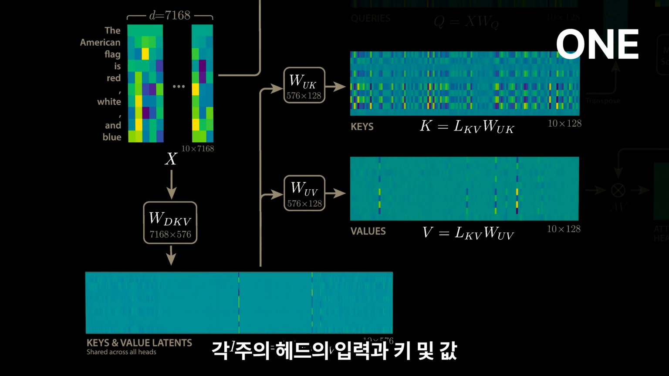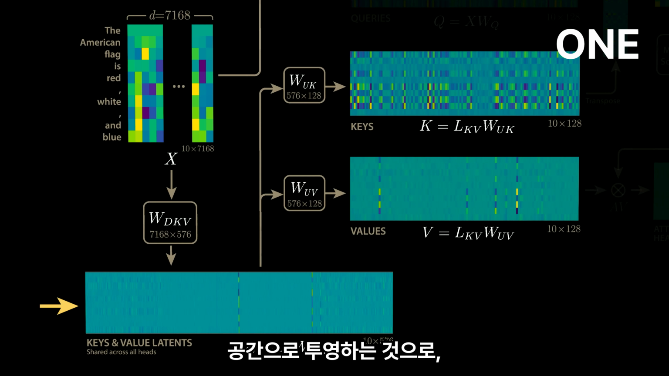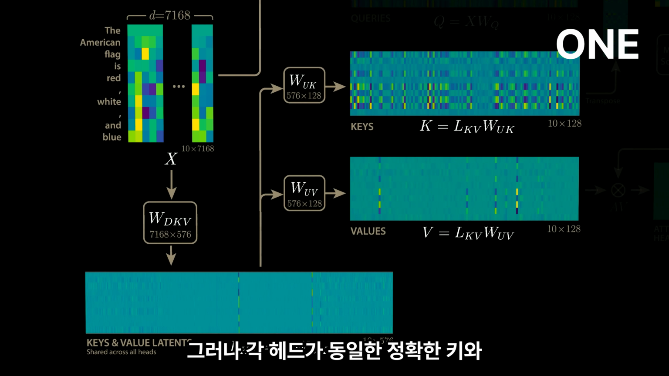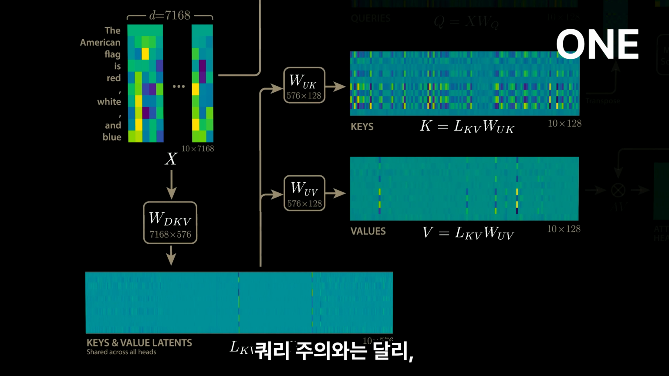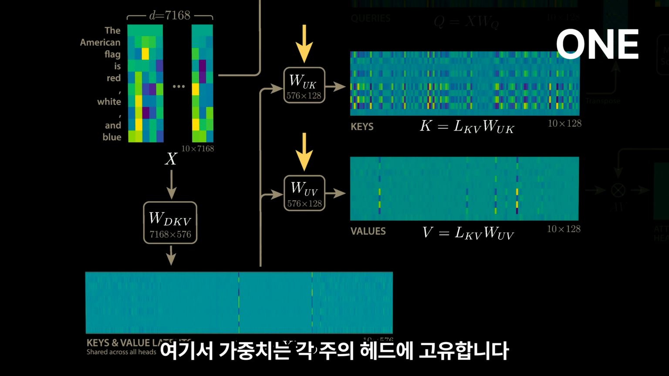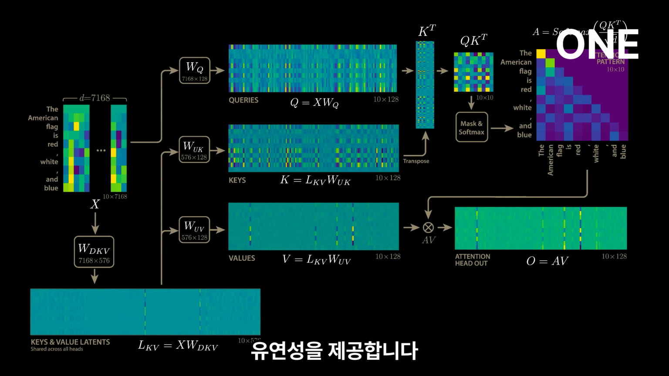Multi-head latent attention effectively adds an extra step between each attention head's input and the key and value matrices. The idea is to project our input into a compressed latent space that, like multi-query attention, is shared across all attention heads in a given block. However, unlike multi-query attention, where each head shares the same exact keys and values, in multi-head latent attention, the compressed latent space is projected back up to key and value matrices using another set of learned weights, WUK and WUV, where the weights are unique to each attention head. This gives multi-head latent attention more flexibility than multi-query attention or grouped query attention.